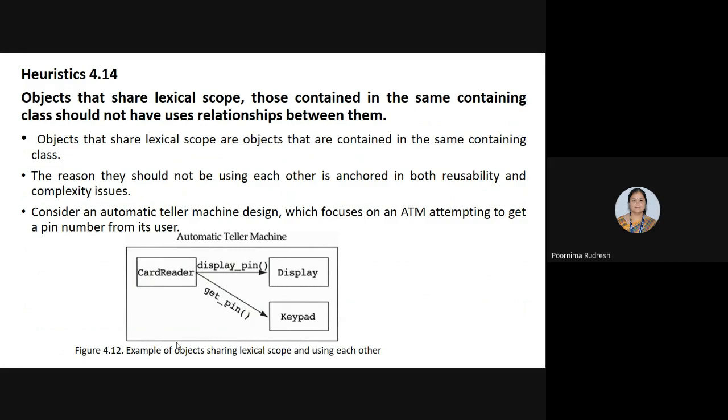So here, whenever objects want to share the lexical scope, these are the objects that are contained in the same containing class. Means all the objects belong to the same containing class. The reason that they should not be using each other is anchored in both reusability and complexity issues. So here we are considering once again the example of an ATM, which focuses on the ATM attempting to get a PIN number from its user.